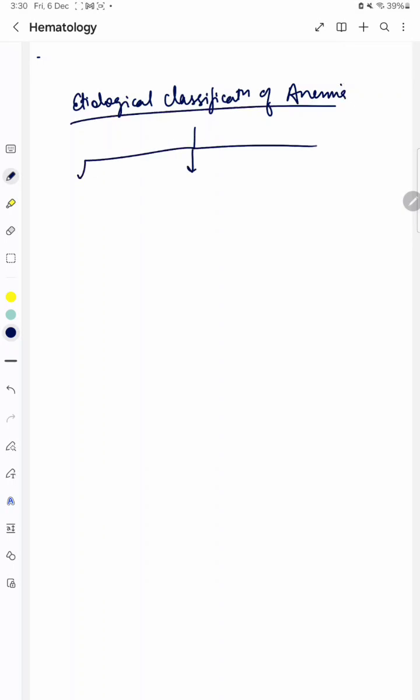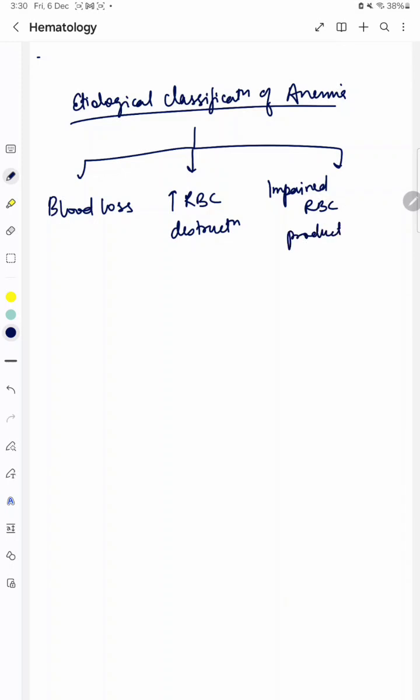Etiological classification of anemia. So etiological classification of anemia is broadly divided into three categories: anemia due to blood loss, or anemia due to increased RBC destruction, or anemia due to impaired RBC production. So these three are the major categories.